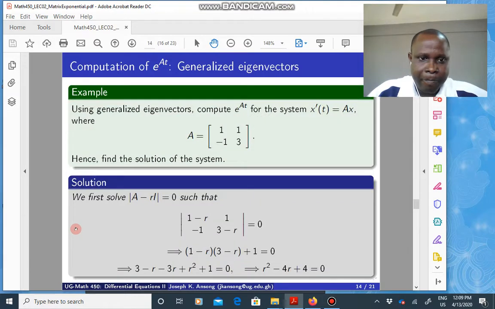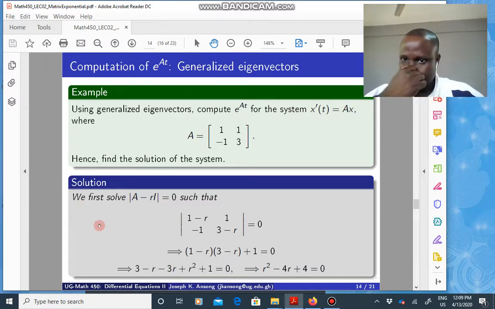Now we're going to use an example to illustrate that. Later on you'll see I have a 3x3 example as well in the notes, which you can take a look at. So let's use generalized eigenvectors to find e to the At for this matrix. The first thing you do is find the characteristic polynomial, which is equal to this. Simplify this and you have this expression. This is 2 by 2, so it's easy.